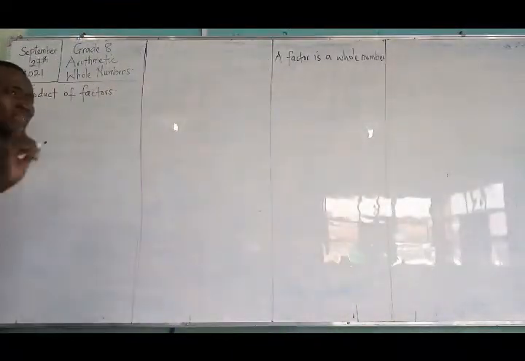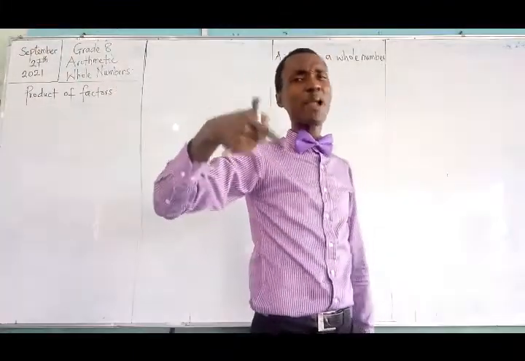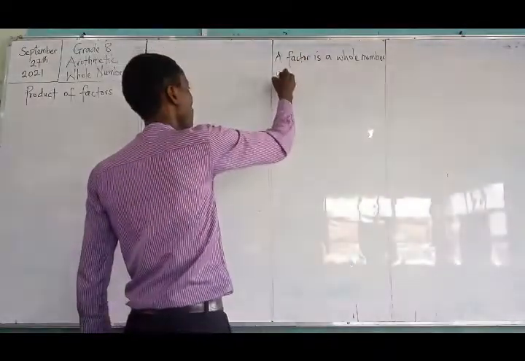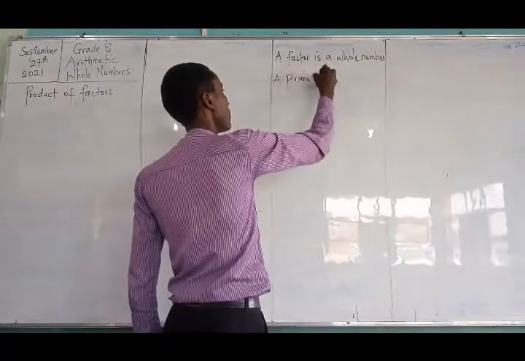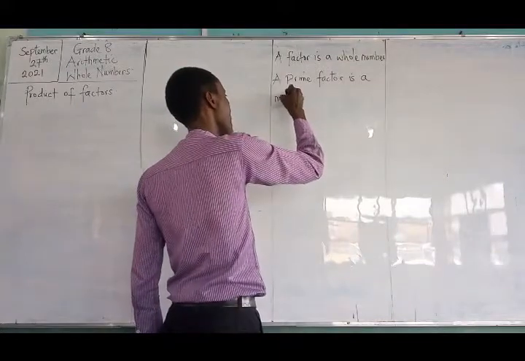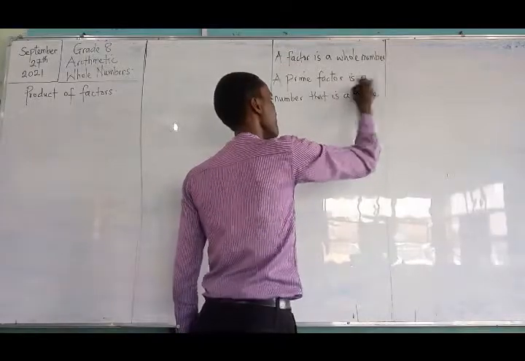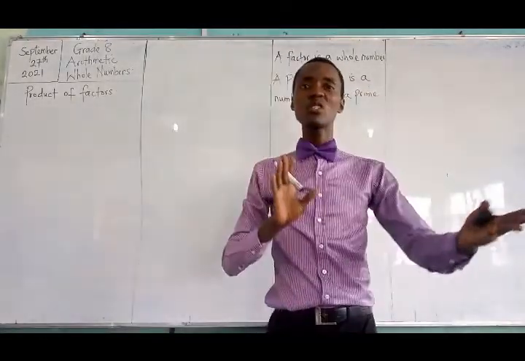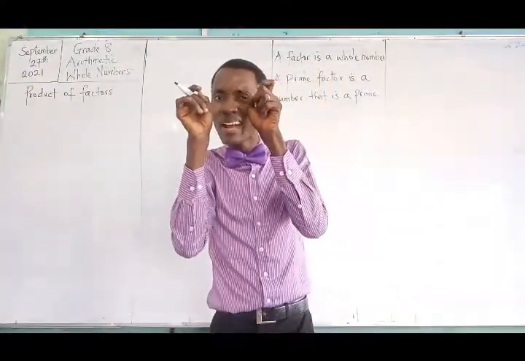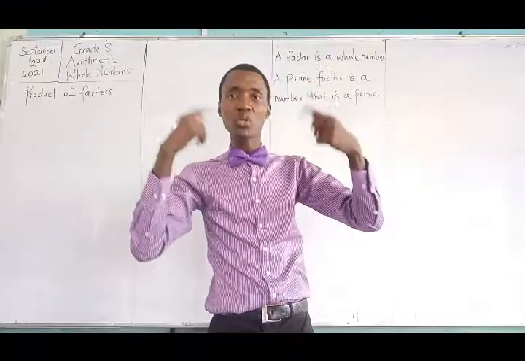Now, hear this. If a factor is a prime, we call that factor a prime factor. A prime factor is a number that is a prime. Let's keep it very simple. A prime factor is a number that is a prime. I'm using the word prime to teach something better. Because when we come to algebra, you will see prime in another context. That's what I call algebraic primes. So I'll use prime just to prepare your mind for what is to come.